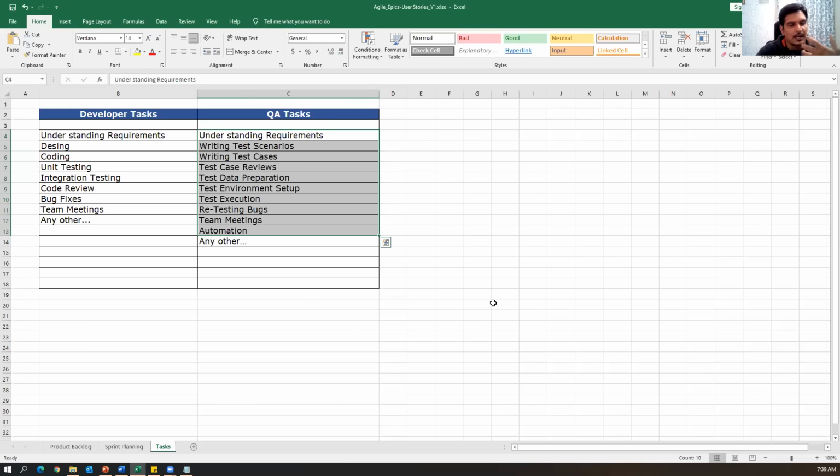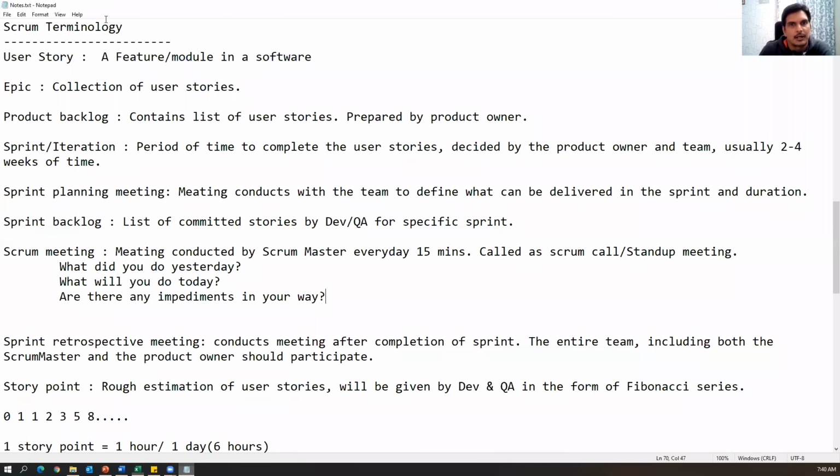For each story we have to do these tasks. Say in a sprint we have planned 5 stories. For those 5 stories we have to complete the developer tasks. Parallelly, QA also should complete their tasks within 2 to 4 weeks. The sprint duration is also decided by the product owner and scrum master, along with the team, during the sprint planning meeting. Accordingly, we have to follow. So this is all about the Agile process, Agile methodology or Agile model.